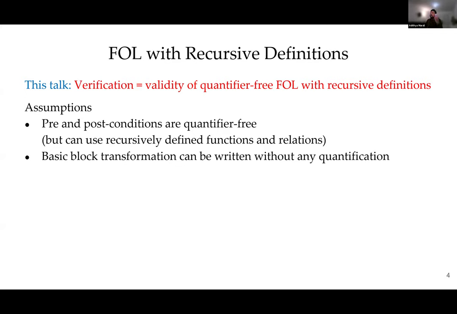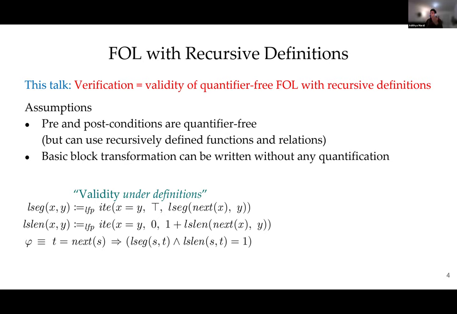This is typical. I'm also assuming that the basic block transformation can be written without any quantification. Now, this is, technically speaking, not true for, let's say, heap manipulating programs, where if you have a function call, the way you'd encode the transformation of that basic block into a formula would involve quantification, where you'd say things like a frame rule, right? So you'd say that for objects that are not in the footprint of the called function, those objects' properties remain the same, right? Because otherwise, your function call could have havoced it.